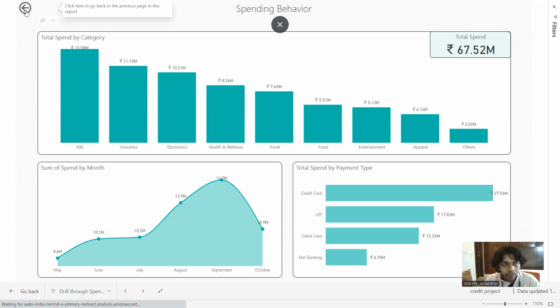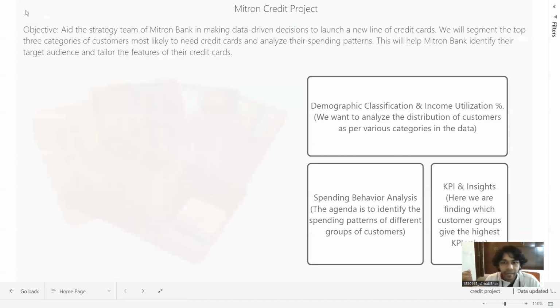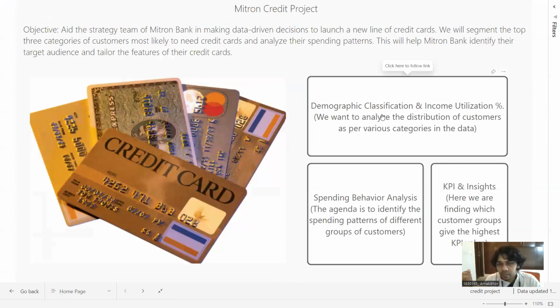Now I'll go back, and let's just go back to the home page itself, right? So we have covered the first page, which is the demographic classification and income utilization percent. Let's check out the second page, which is spending behavior analysis.